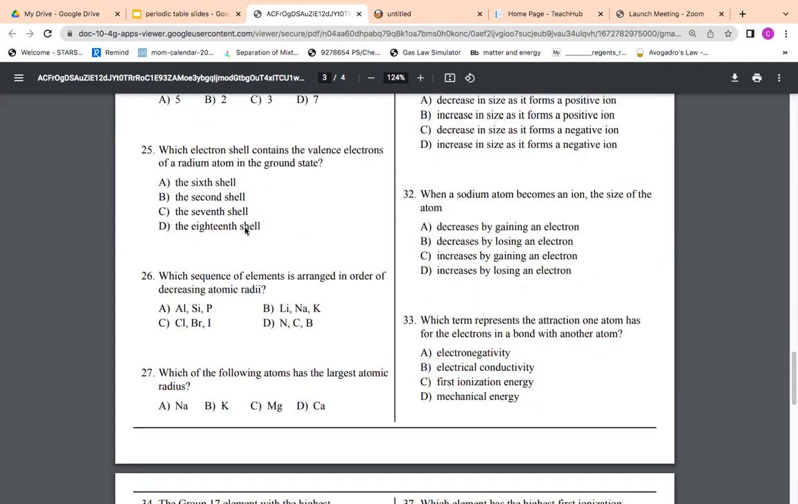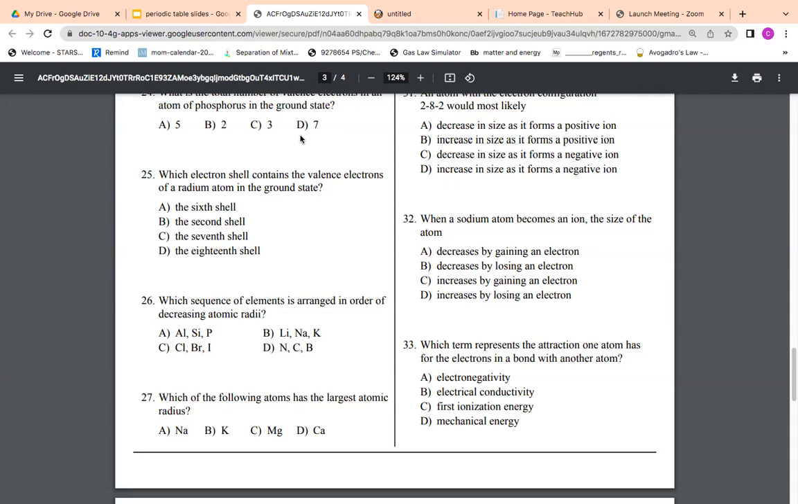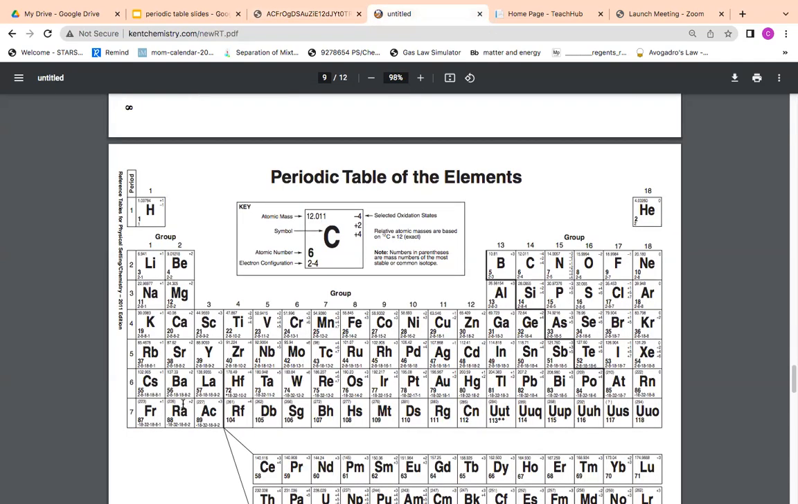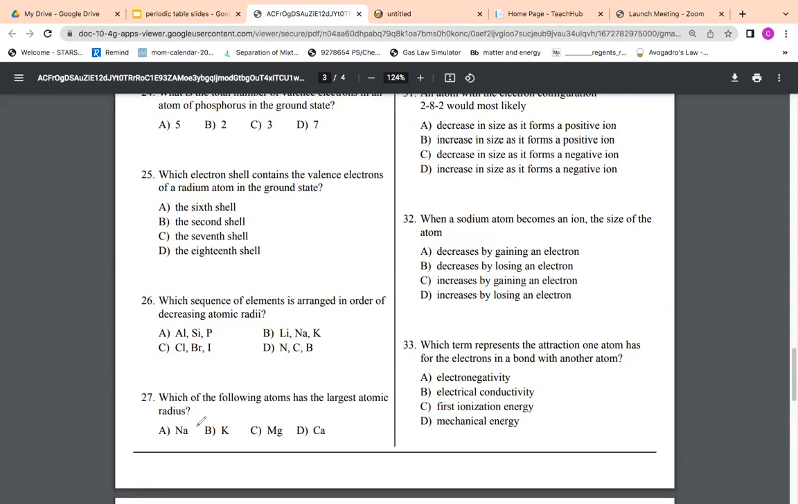Number 25. Which electron shell contains valence electrons of a radium atom in the ground state? Radium is element Ra. That is right here. Ra is in period 7. That means that it's got 7 rings: 4, 5, 6, 7. Its valence electrons are always in the last one. We don't have 18 shells; the max you can have is 7. So it's in the 7th shell because it's in period 7.